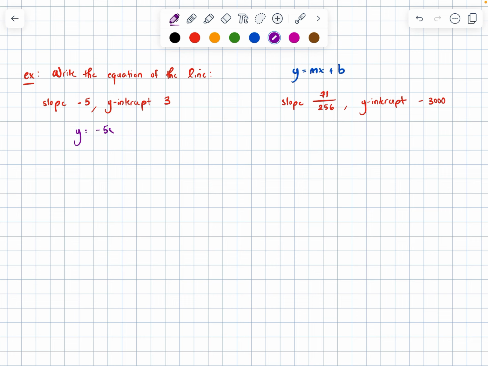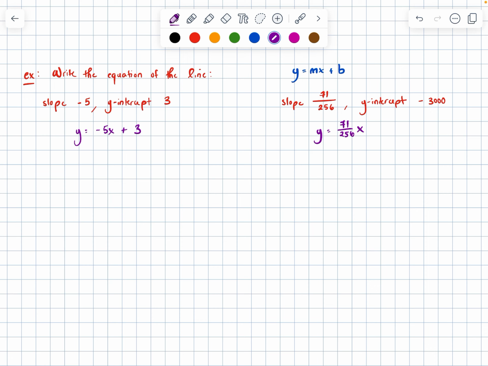So I know here if the slope is negative 5, then I'm going to replace m with negative 5 times x, plus my value of b here is 3. I can even get real wonky with it. If I have a slope of 71/256, well, I know that's my value of m. All I need to do is slot it into place.